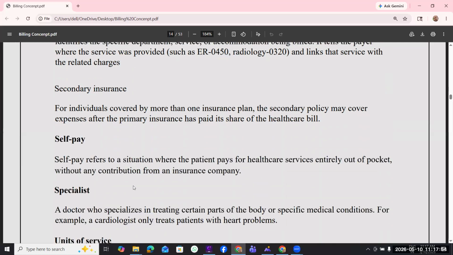Secondary insurance. What is secondary insurance? For an individual covered by more than one insurance plan, the secondary policy may cover expenses after the primary insurance has paid its share of the healthcare bill.